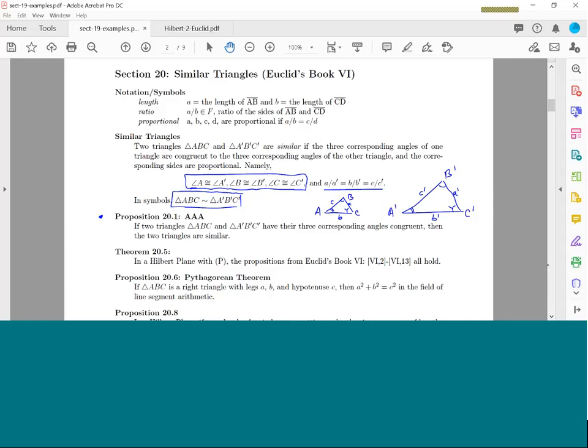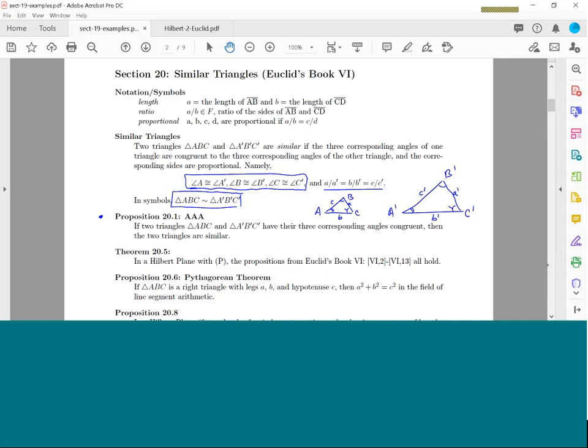Just like we had triangle congruence theorems where we had side, side, side, angle, side, angle, side, etc., this one here, though, doesn't give you a pair of congruent triangles. It gives you just a pair of similar triangles. So if all 3 of your corresponding angles are congruent, then your two triangles are similar.